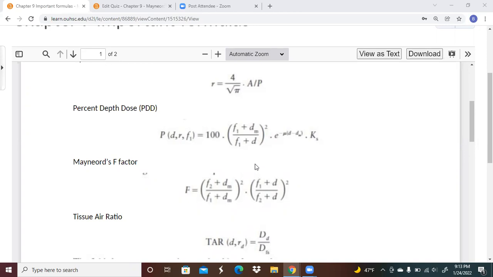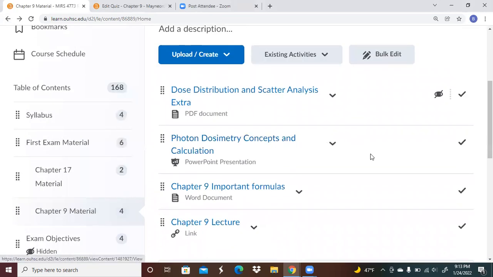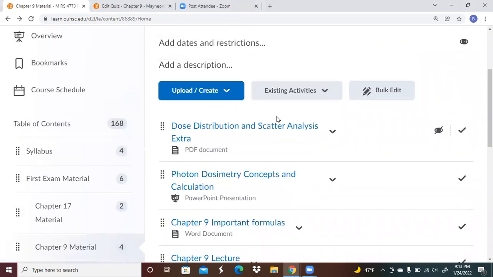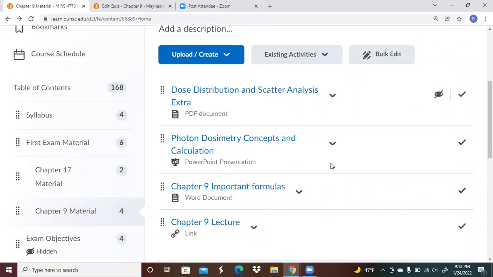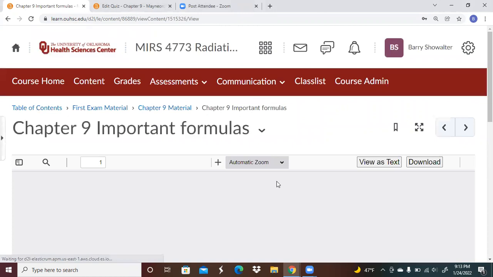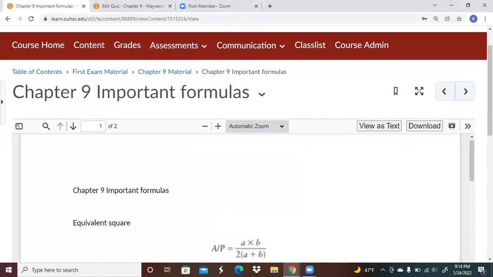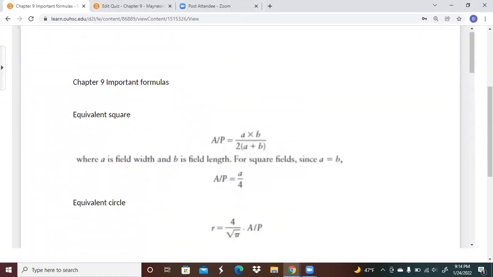The Mayneord F factor, if you look through, and let me make sure we've got a summary here of several different formulas, I want to make sure that you know where to find that. If you go here under the chapter 9 material, you can see a number of options, one of which is the chapter 9 important formulas. So we're going to choose that. It takes a little while to load up here.